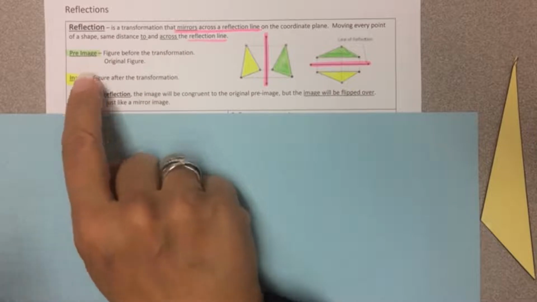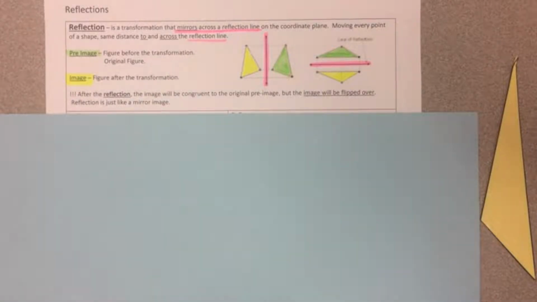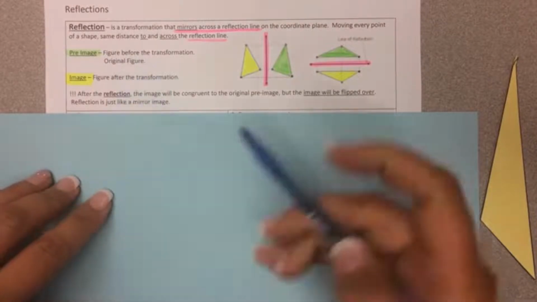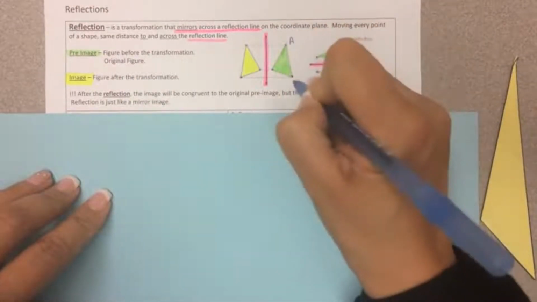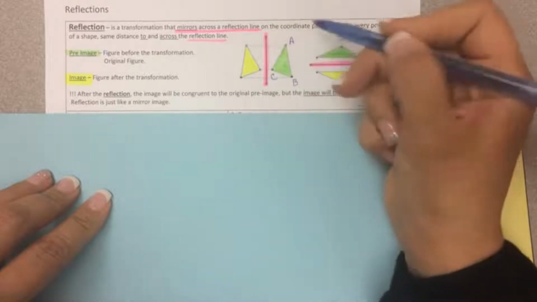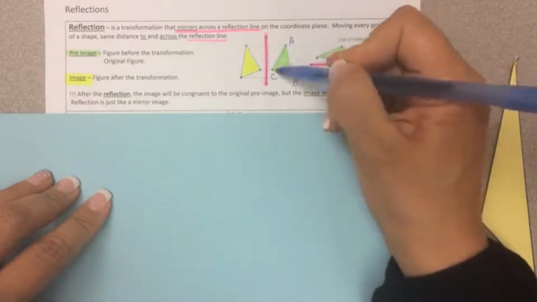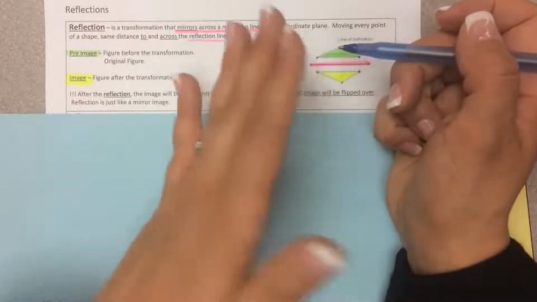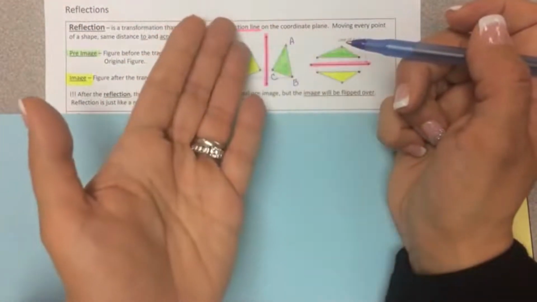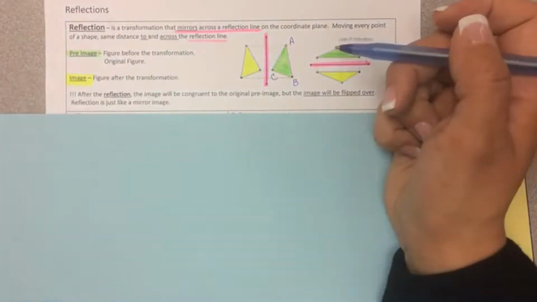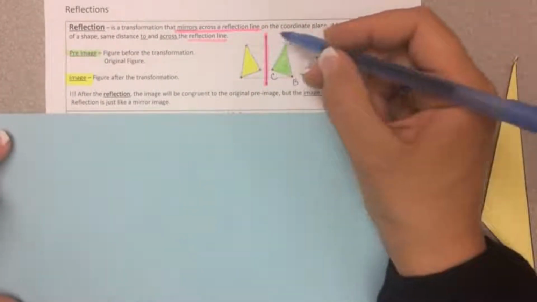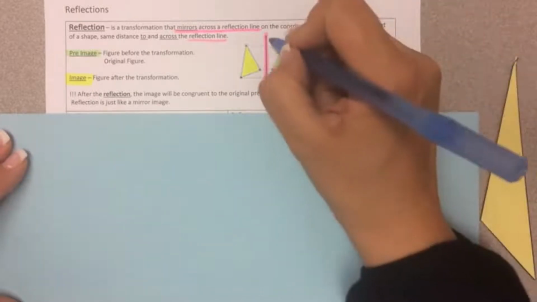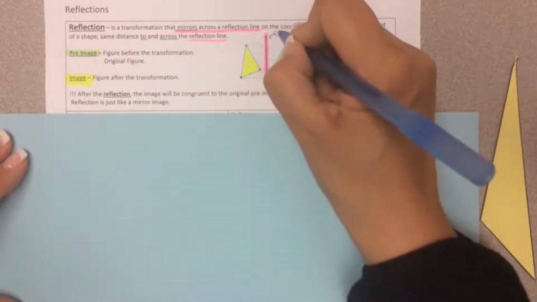So let's say pre-image, I will be labeling it in green, and that is the figure before the transformation. Let's say I'm going to label ABC my pre-image. So the pre-image is the figure before the transformation. Then the image is the flip. In other words, this triangle ABC was reflected over the reflection line. Reflection line I'll be marking in pink. So this is a reflection line.